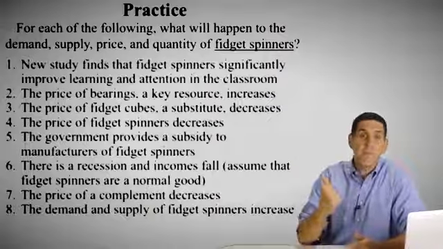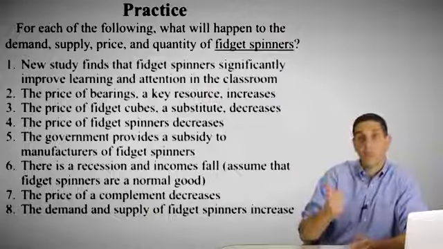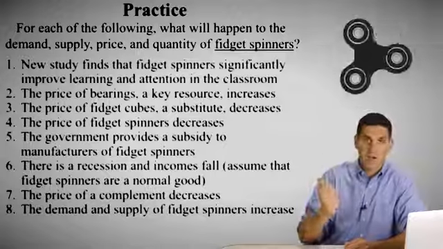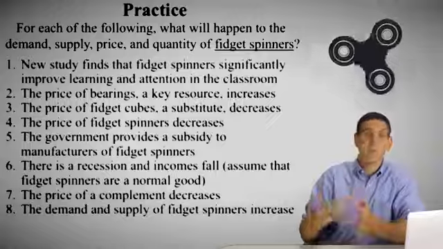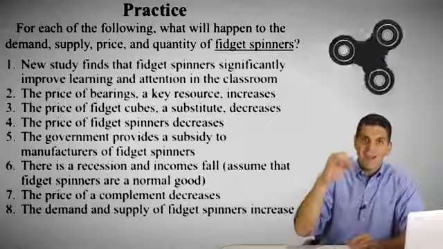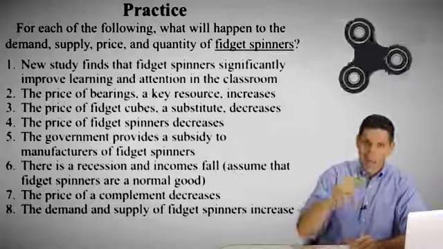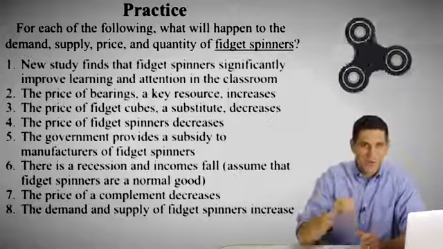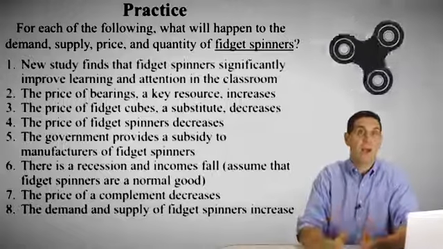So right here I have 8 practice questions or scenarios. Your job is to figure out what happens to the demand, the supply, the price, and the quantity for fidget spinners. So every single one of these scenarios is talking about the supply and demand for fidget spinners. If you wanted to draw a graph for each one of these, you could, and identify what's going to happen to, again, demand or supply, and what happens to price and quantity, and that's the key. Focus on what happens to the change in price and quantity.